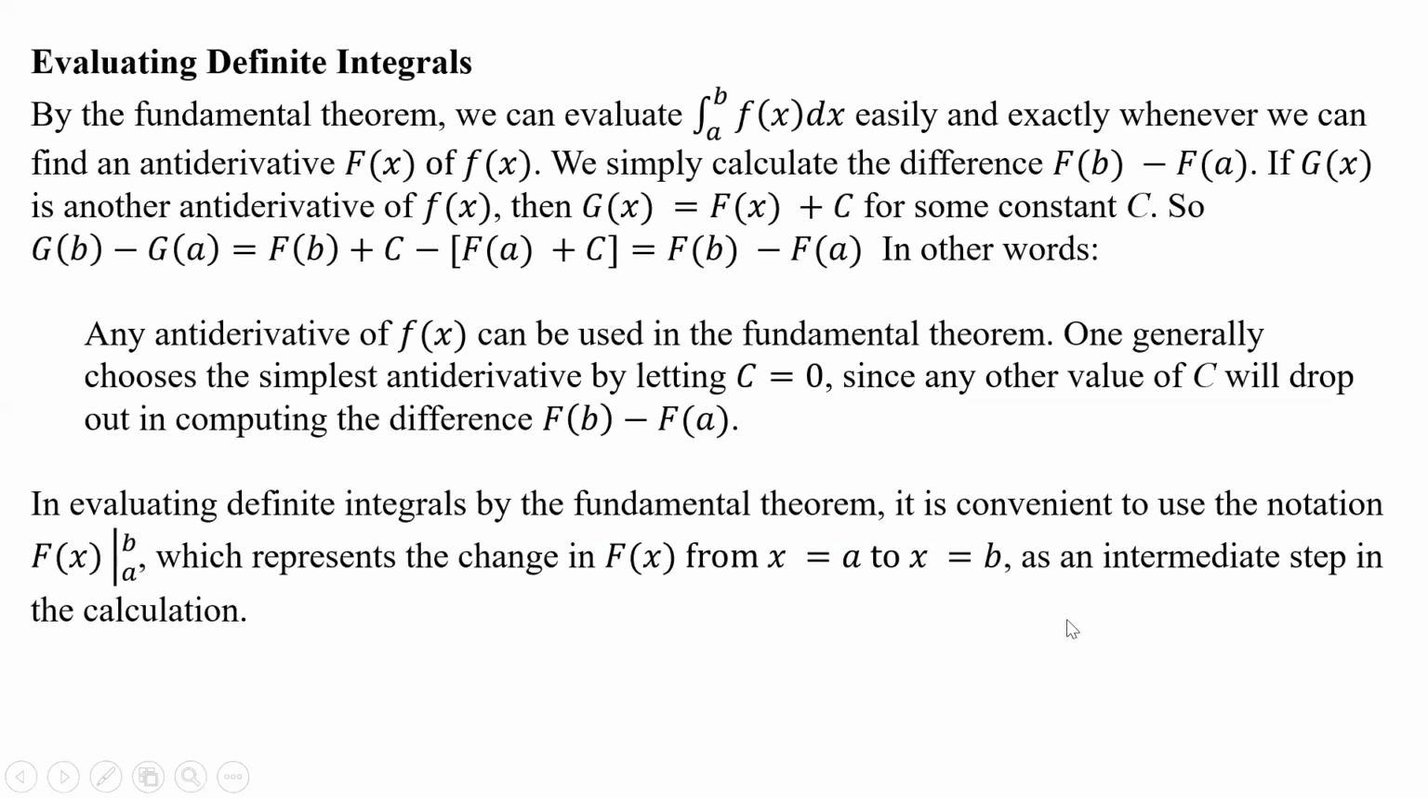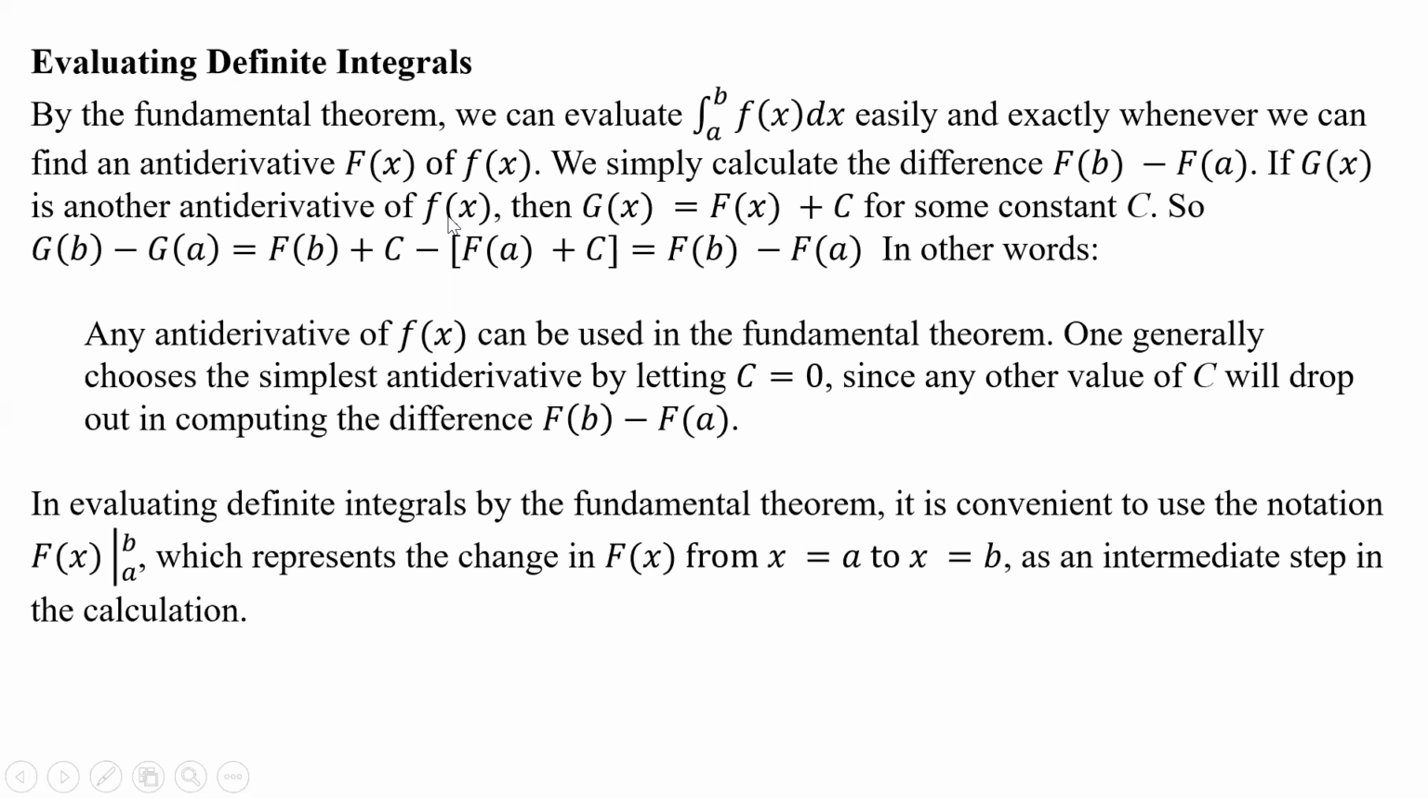Now, by the fundamental theorem, we can evaluate that pretty easily exactly whenever we can find an antiderivative, capital F of x, of little f of x. So we have to be able to find it pretty easily, otherwise it's kind of hard. All we have to do is take capital F of b minus capital F of a.